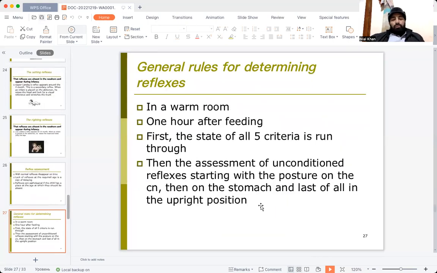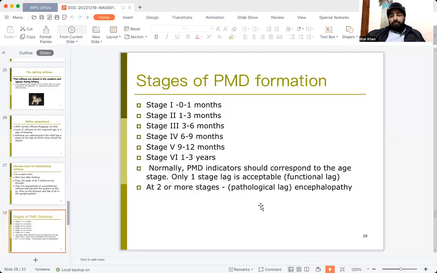So students, the general rule for determining all these reflexes: keep the patient in a warm room, one hour after feeding. You must ask the mother whether she has fed her baby or not. First, the state of all five criteria is reviewed, then the assessment of the unconditional reflexes, starting with the posture on the back, then on the stomach, and last of all in the upright position.